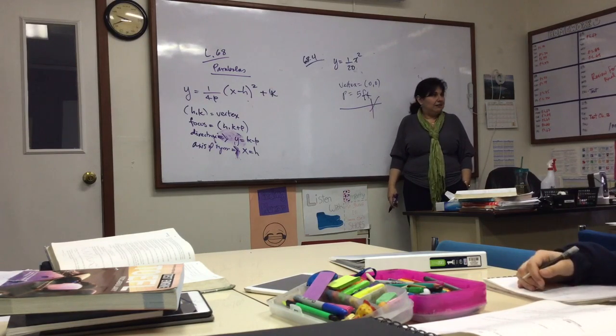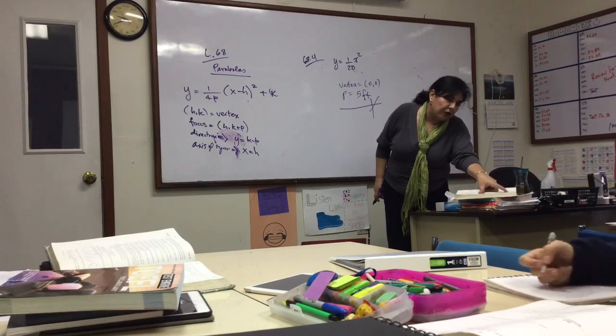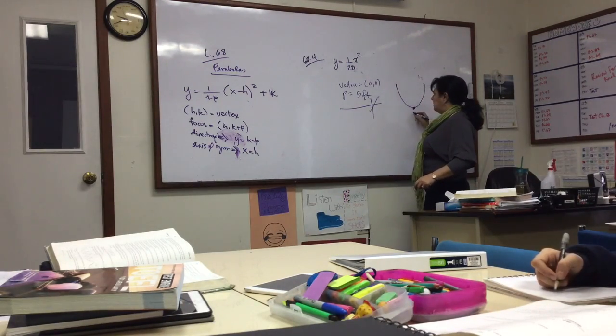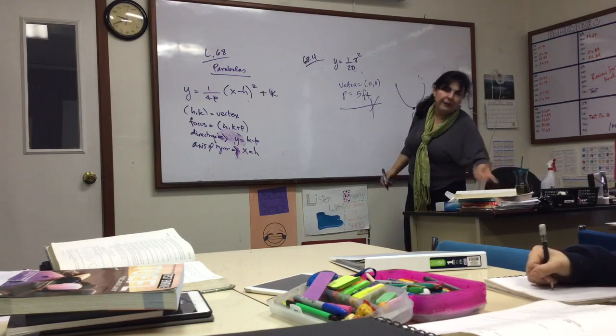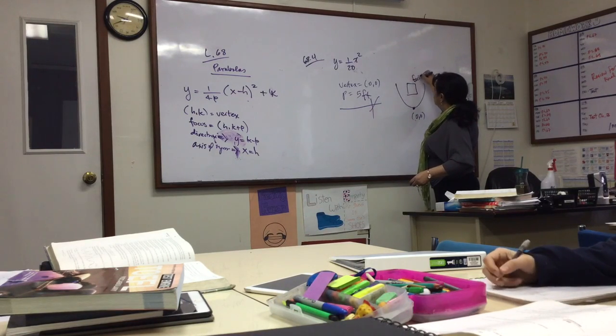So you just find the focus. Because it's asking how far from the vertex, and the vertex is 0, 0, the receiver should be placed. The receiver always has to be placed at the focus. So, p.